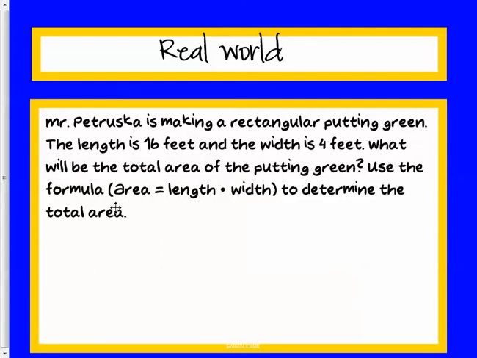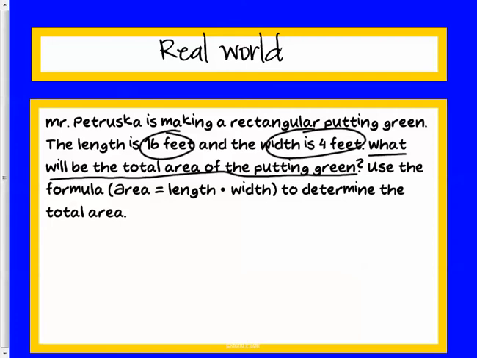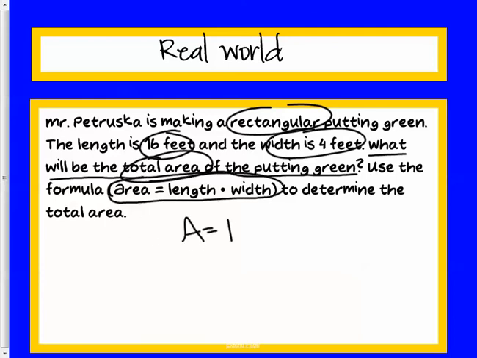Okay, let's try one more. This time you try it. Mr. Petruska is making a rectangular putting green. The length is 16 feet and the width is 4 feet. What will be the total area of the putting green? So we know it's a rectangle and we know we want to find the total area, so we can use the area formula length times width. Go ahead and write the formula and substitute the length and the width for me. And I'll be back in just a second to show you what I did.